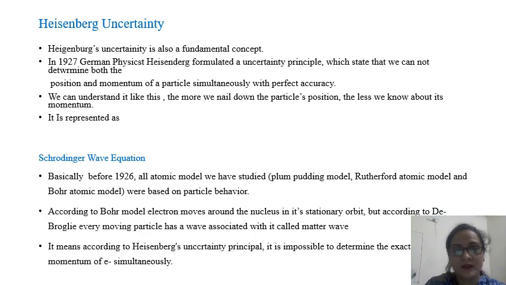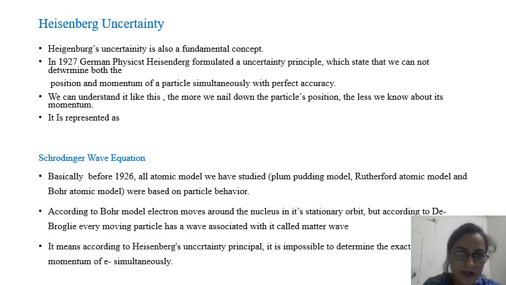After that, in 1927, a German physicist, Heisenberg, gave a principle. This was the most important contribution in quantum mechanics. The Heisenberg uncertainty principle is also a fundamental concept of quantum mechanics.